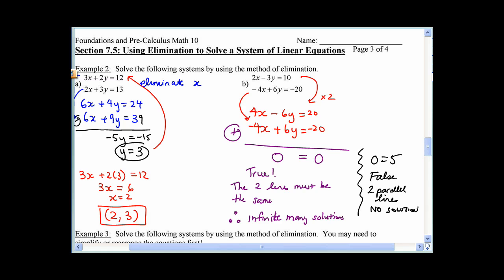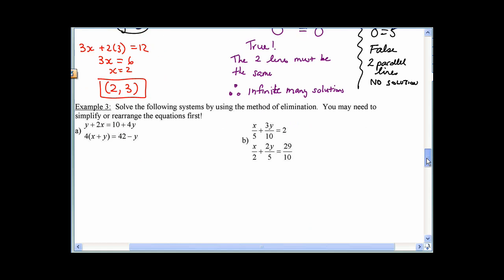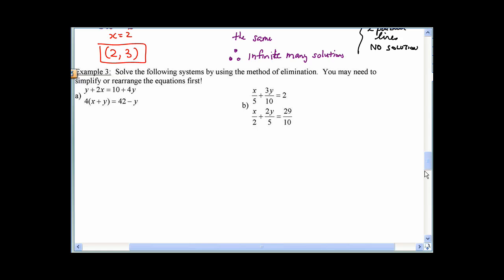Alright, so try example 3 now. Example 3 requires you to solve these systems once again by using elimination, but wait, they're not in that nice standard form where we have all the letters on the left side and numbers on the right-hand side. So guess what you need to do first? You need to rewrite them in standard form. So for A, you probably have to do some expansion and rearranging. For part B, you're going to have to clear the denominators.